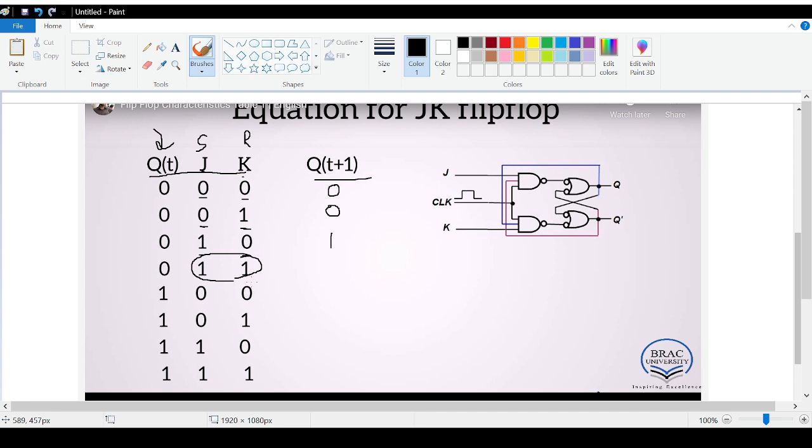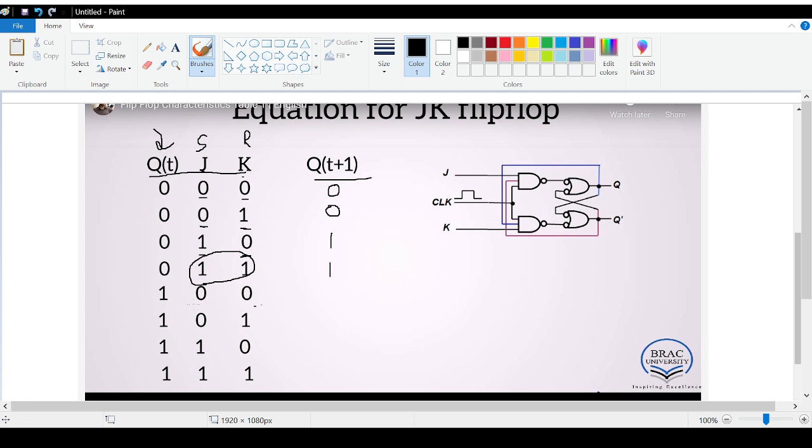Okay, how about 1 1? If I give S as 1 and R as 1, sorry, JK, right? JK 1 1. 1 1 means what? Toggle. Okay, what will be toggled? So here it matters what my flip-flop is currently holding. Currently my flip-flop is holding 0. So if I invert it, my flip-flop will change its value to 1. Okay, toggled.